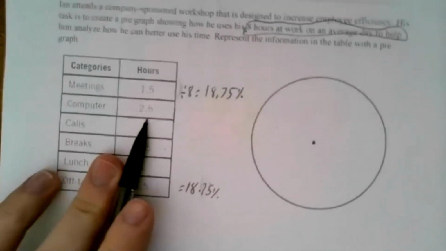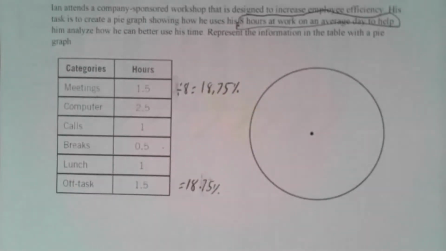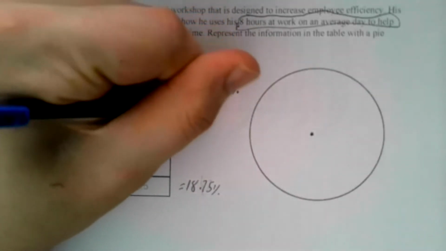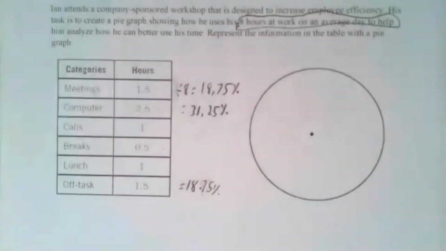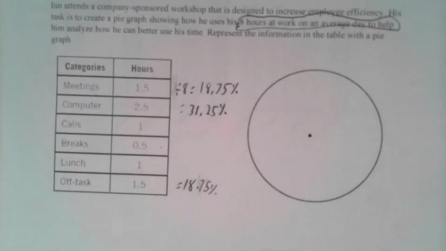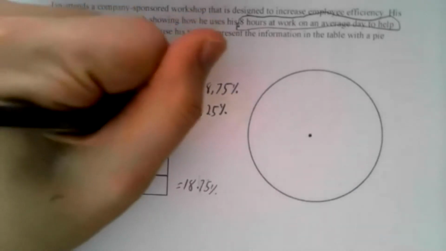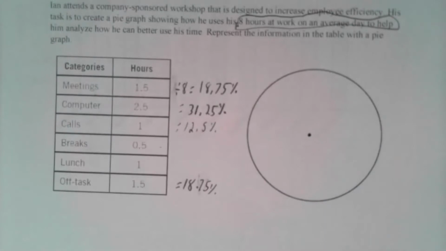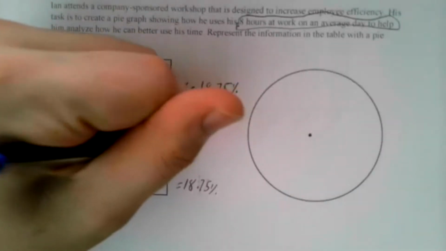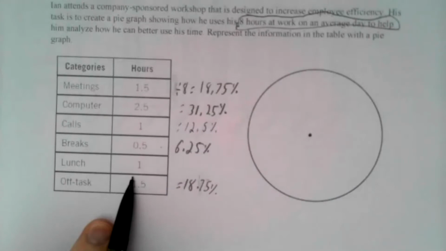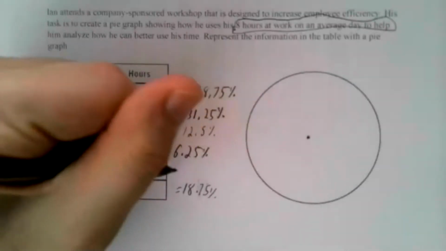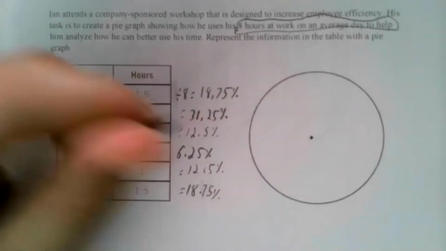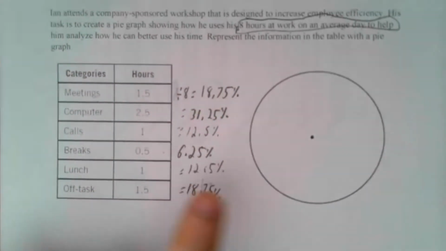Okay. And then I'm going to do 2.5 divided by 8. So I get 31.25%. I'm going to do 1 divided by 8. So we get 12.5%. 0.5 divided by 8, get 6.25%. And then we get 1 divided by 8 again, which is 12.5%. Right? And if we add all these up, I'm going to get 100%, which is just the whole graph.